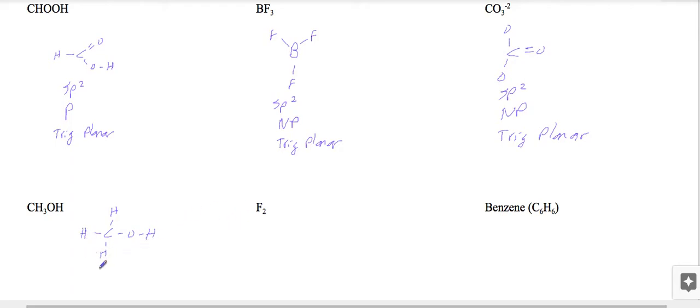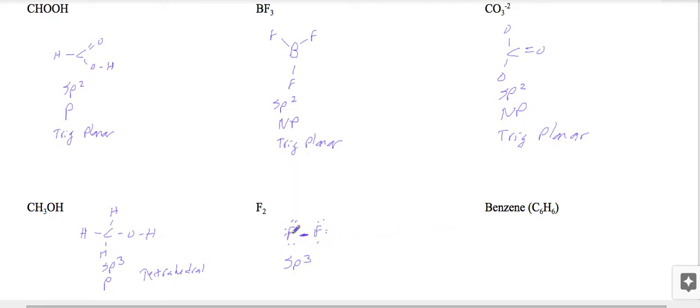And this is sp3, polar, and tetrahedral. Fluorine bonded to fluorine. Put those around so we can see that it is sp3 hybridized.